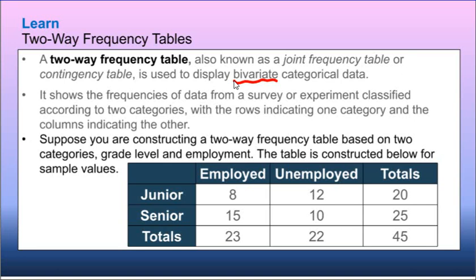Suppose you are constructing a two-way frequency table based on two categories, grade level and employment. The table is constructed below for sample values. So here is one variable or one category, and up here is our other category or other variable. We have employed and unemployed, and then we're comparing it with juniors and seniors. Then you'll notice that on the bottom and on the far right-hand side, we have a total. That will be important as well when we interpret the data.